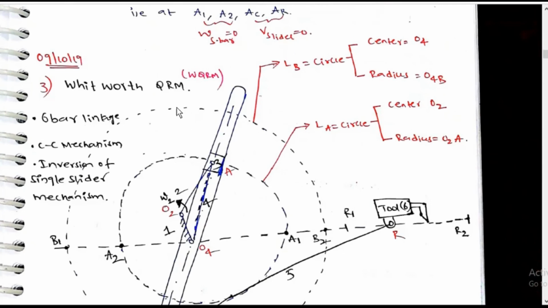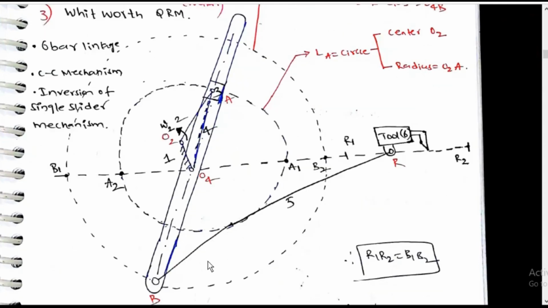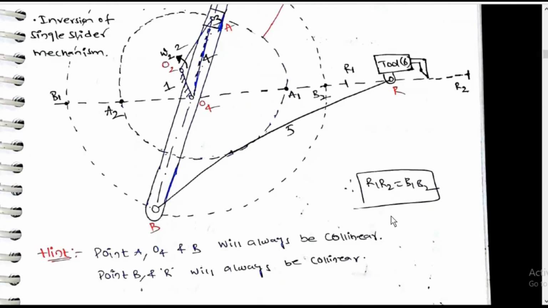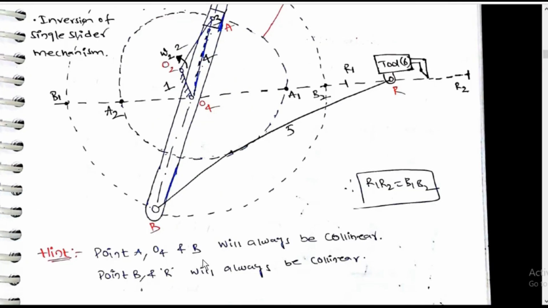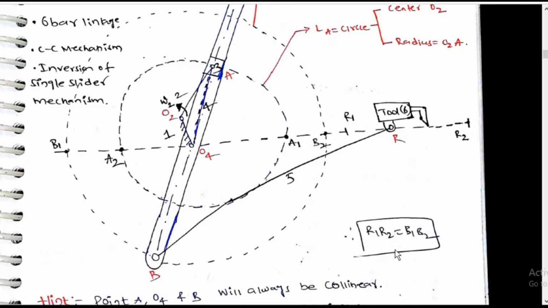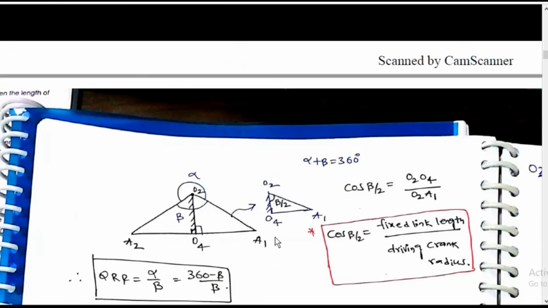Whitworth QRM. This shall be a circle with center O4, radius O4B, and a circle with center O2, radius O2A. It is a six-bar linkage, a crank mechanism, an inversion of the single slider mechanism. The tool will be connected here. R1 R2 is equal to B1 B2. Hint: points O4, A and B will always be collinear. Points B and R will always be collinear.